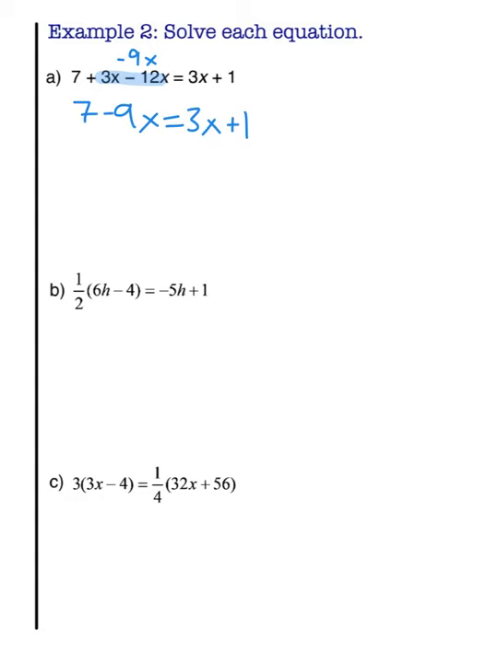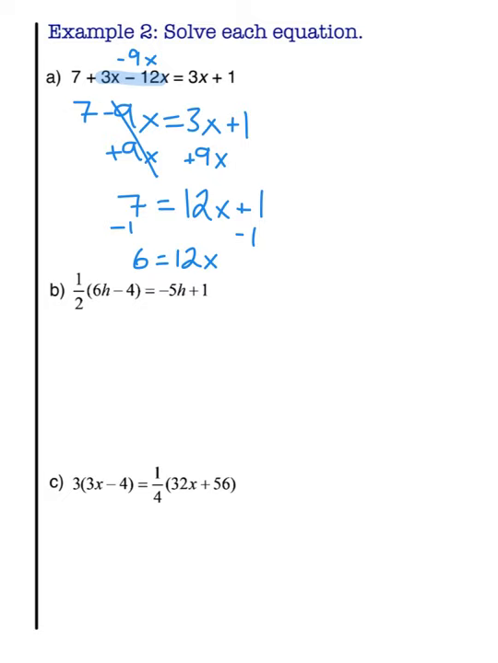Now we're going to go back to the steps we were doing in example 1. We're going to get all the variables on one side. So I'm going to start by adding 9x to both sides, because if you do one thing to one side, you have to do it to the other side. They're going to cancel out on the left. And then 3x plus 9x is 12x. All right, so now I get all the constant terms on one side. I'm going to subtract 1. So I have 6 equals 12x.